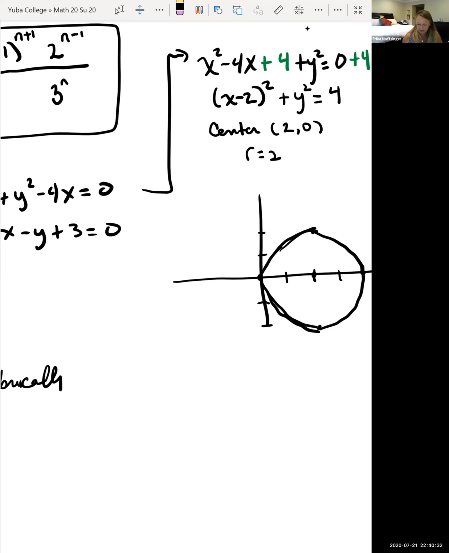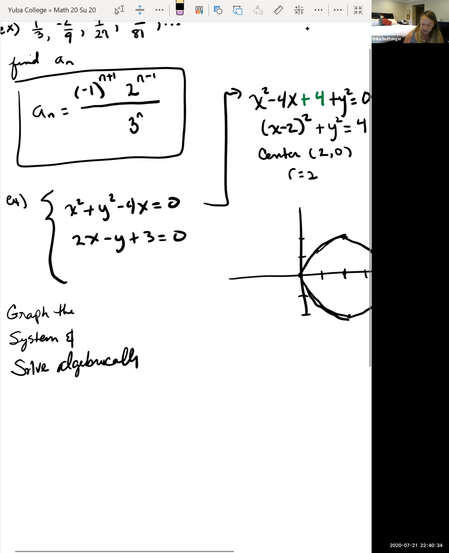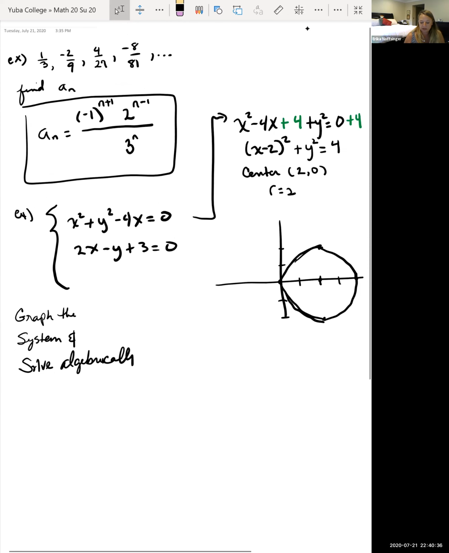So looking at the next equation, we have 2x minus y plus 3 equals 0. I don't see any squares, and this looks to me like a linear equation, which it is. It's almost in the form of y equals mx plus b. If I can put it in that form, then things look nicer. So rewriting that, we could just add y to both sides. So we get y is equal to 2x plus 3.